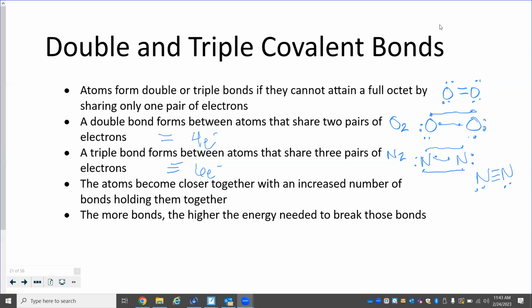And in general, the more bonds there are, the stronger they are, so the higher the energy needed to break those bonds. As you increase the number of bonds, the length of the bond gets shorter, but it also gets stronger. It's going to be harder to break when there are multiple bonds there.